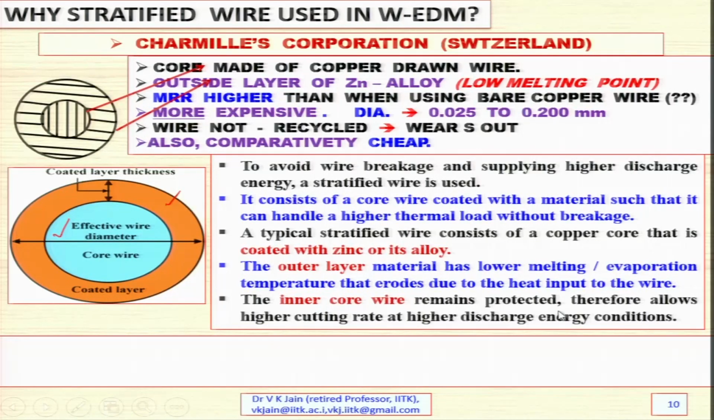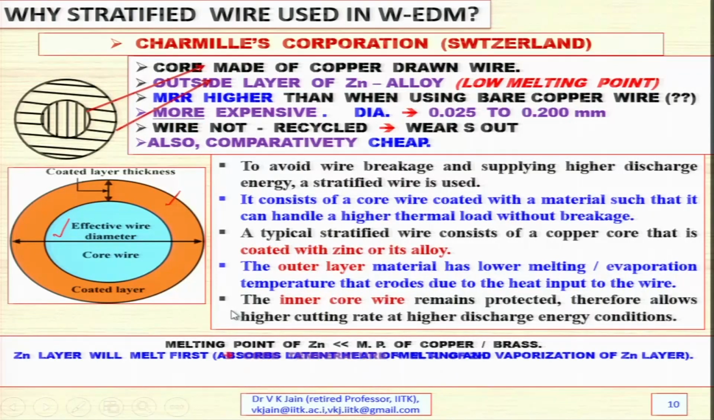The inner core wire remains protected or intact, therefore allows higher cutting rate, because it allows higher current, higher temperature to bear. That's why it allows higher cutting rate at higher discharge energy condition. So this is the basic principle of stratified wire, why it can give higher material removal rate. Melting point of zinc, that is the outer layer, is smaller than the melting point of the copper, brass or the core material over here. This is the principle based on which this stratified wire works.